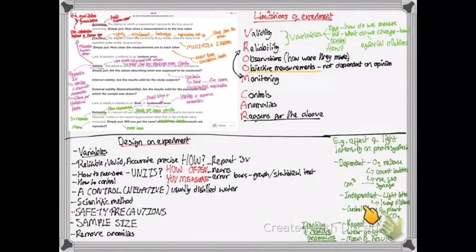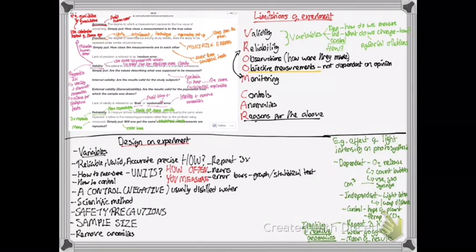Then you'd state your other 3 variables, and then you state a safety precaution. I was struggling for this. I just put wear goggles. I don't know if that would even get me a mark. Maybe try and think of something yourself. Comment it down there if you've got a better safety precaution for this experiment.